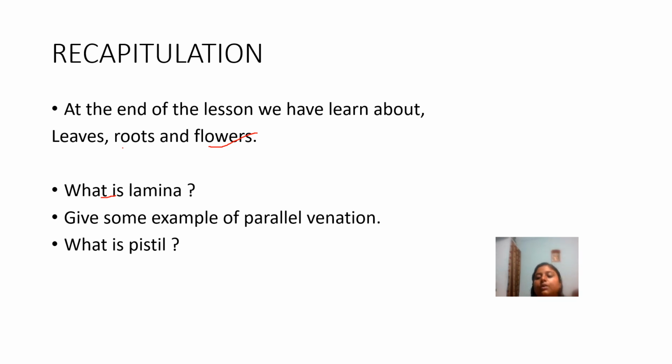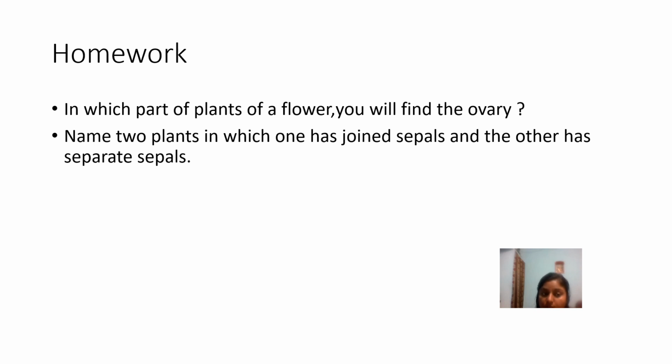Now here is homework for you. In which part of the flower will you find the ovary? And the second question is, name two plants in which one has joined sepals and the other has separate sepals. I already discussed this point also. What is sepal, and where is it joined? So give the names of any two plants in which one has joined sepals and the other has separate sepals.